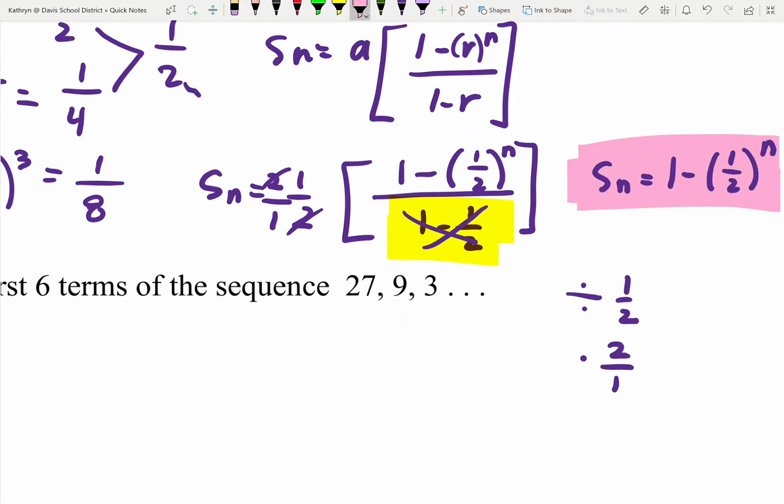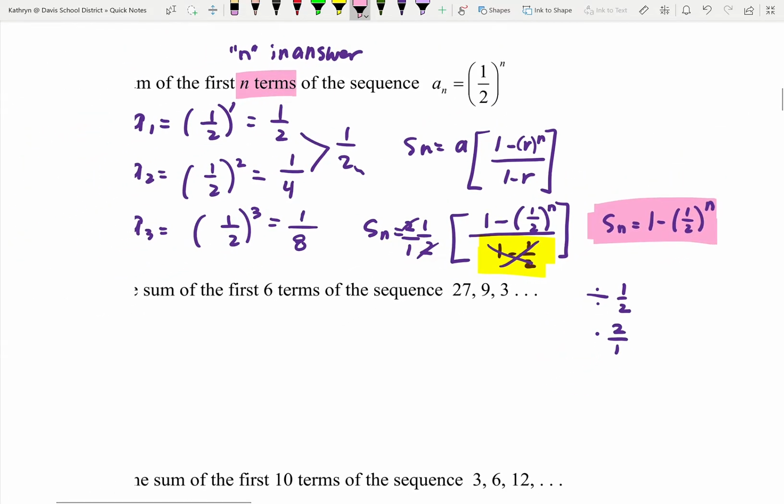Any of these could be on your final. I've never seen anything up to this point on the final yet, just so you know. Okay? Okay, let's do the next one.